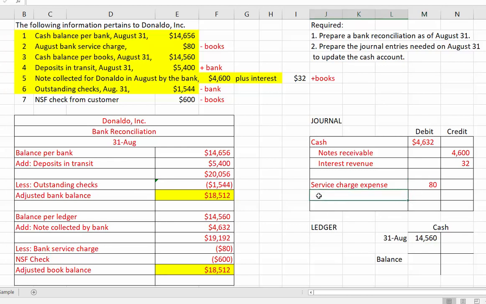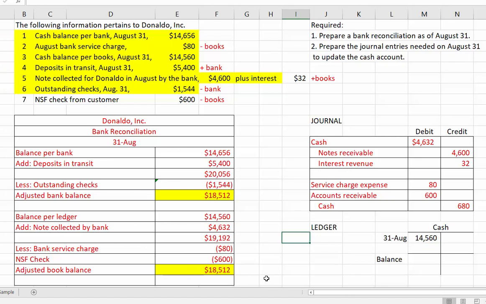And remember, our NSF check means our customer still owes us the money. So we're going to debit accounts receivable, increase our accounts receivable for the $600 that they owe us. Okay, we're going to credit cash or decrease our cash for $680 because that's how much was taken out of our account.